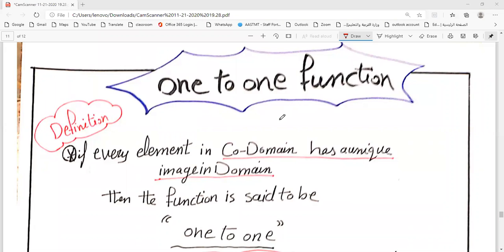Hello, Senior 2. We are going to continue the properties of functions. We are going to talk about one-to-one function: what's the meaning of one-to-one function and how to know if the function is one-to-one or not from the graph and from the relation.